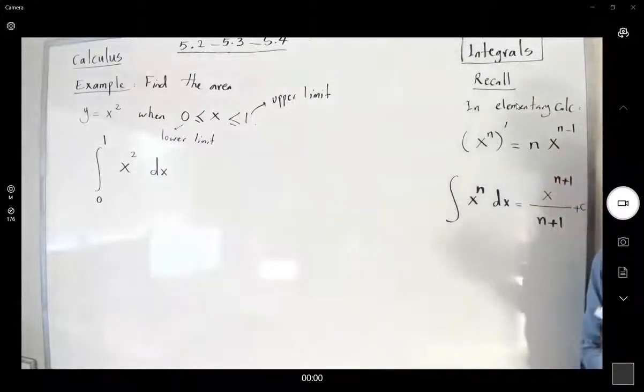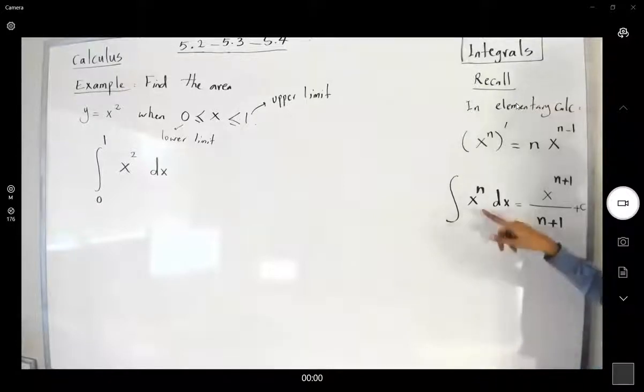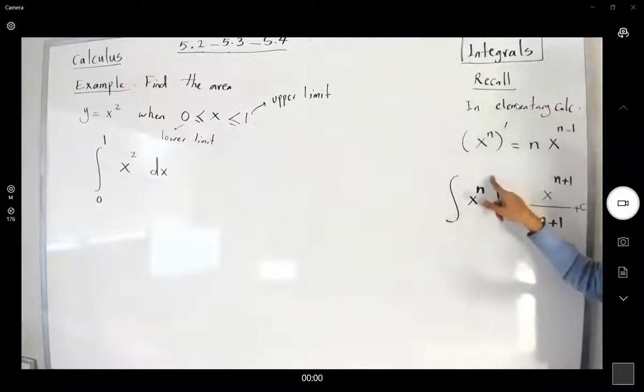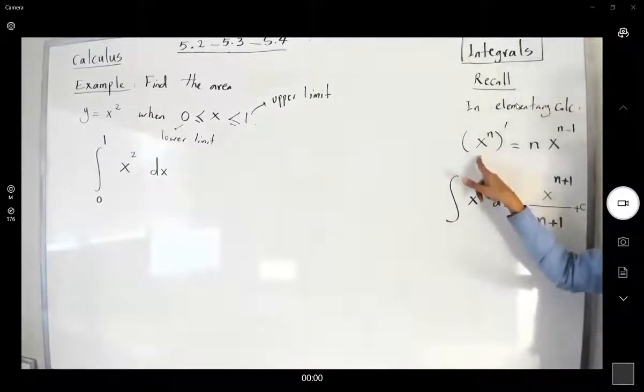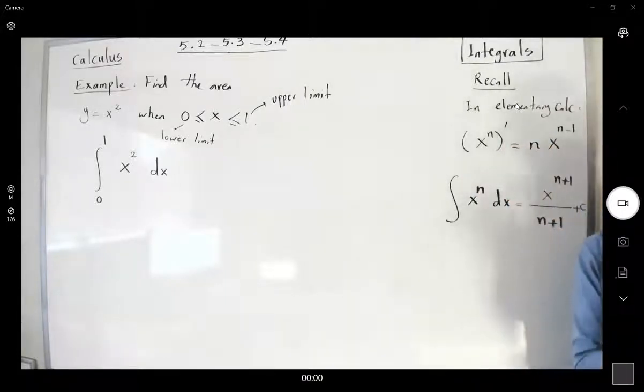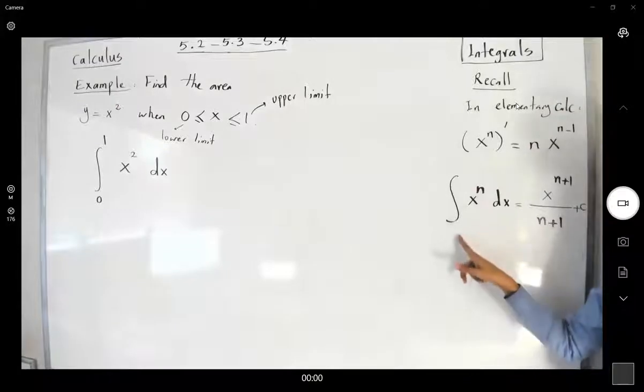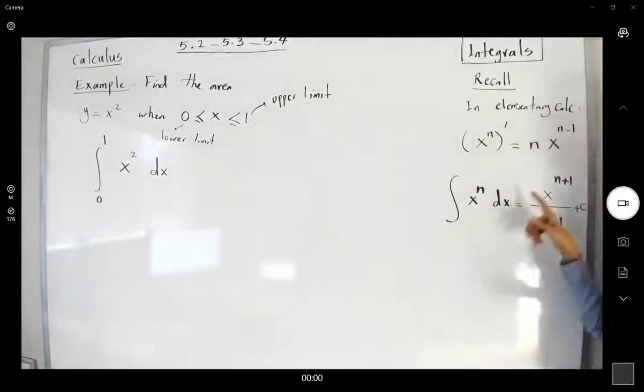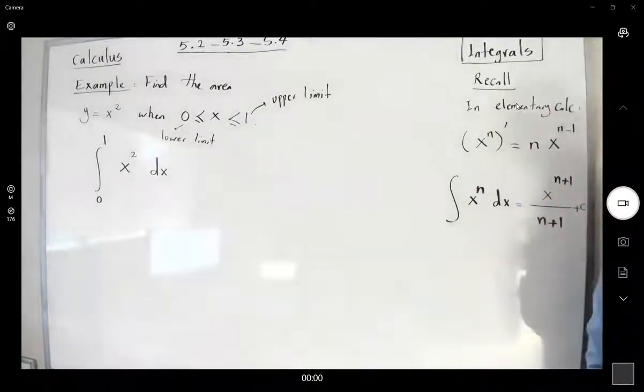This is the antiderivative of x to the n. The derivative of x to the n will reduce the power. For the antiderivative, we add 1 to the exponent and divide by that new exponent.